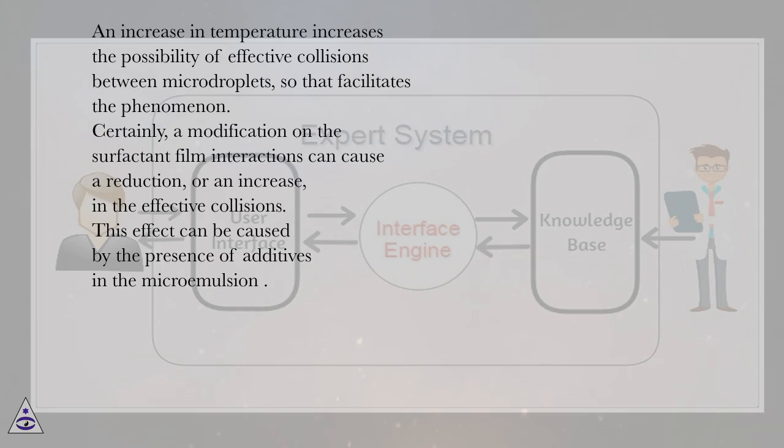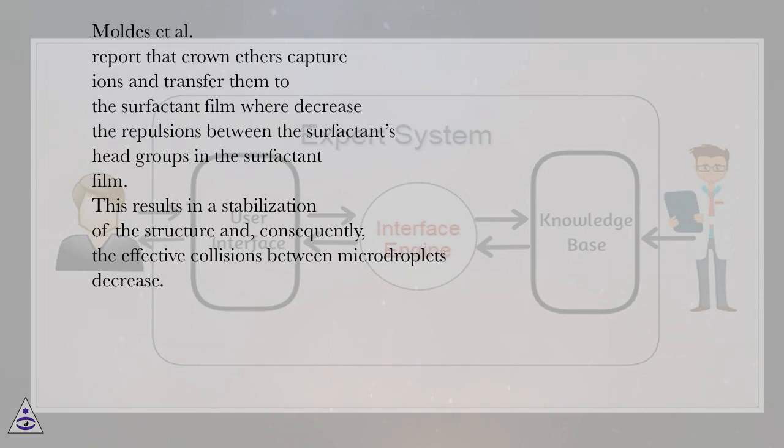Certainly, a modification of the surfactant film interactions can cause a reduction, or an increase, in the effective collisions. This effect can be caused by the presence of additives in the microemulsion. Moulds et al. report that crown ethers capture ions and transfer them to the surfactant film, where they decrease the repulsions between the surfactant's head groups in the surfactant film. This results in a stabilization of the structure and, consequently, the effective collisions between microdroplets decrease.